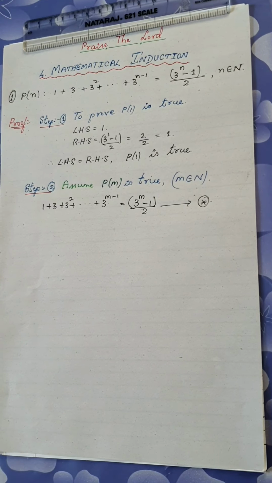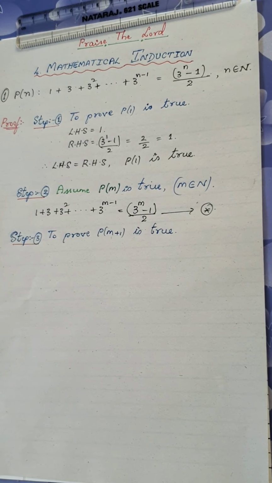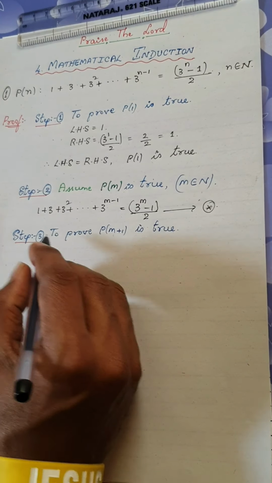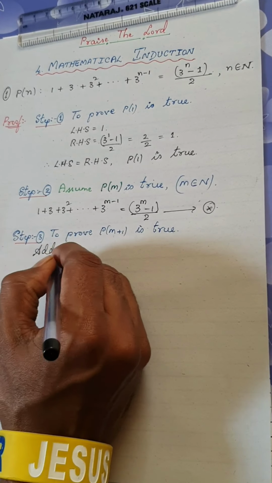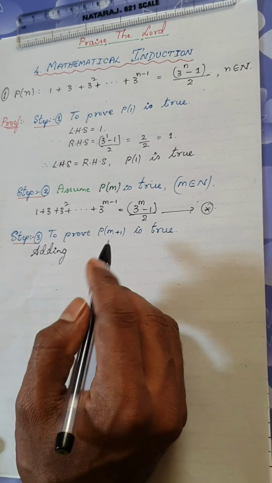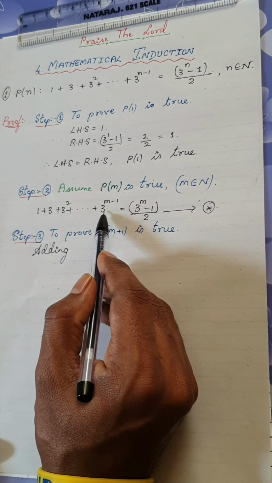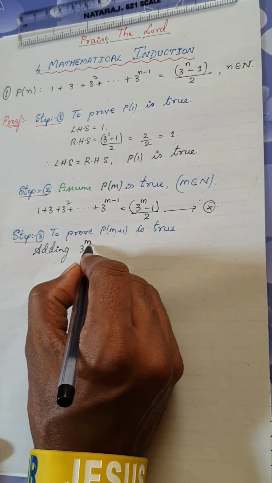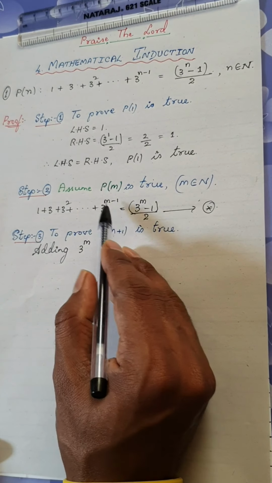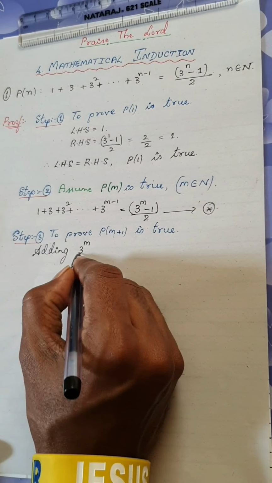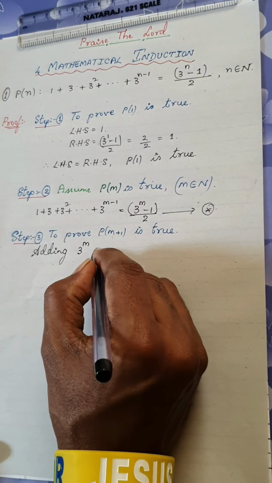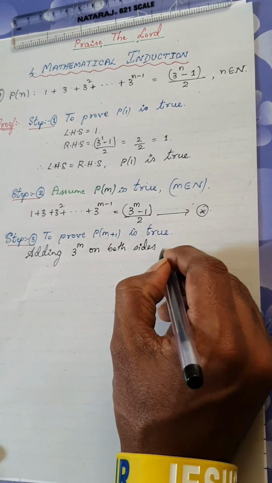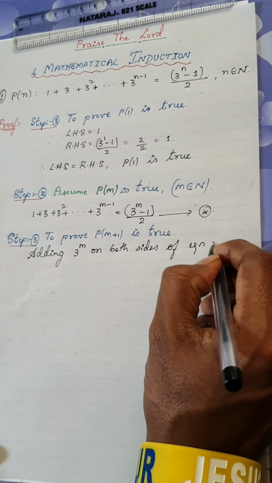Let's go on to step 3. We know step 3 is nothing but to prove P of m plus 1 is true. As we have done in the previous cases, we are going to add a term. The last term in the LHS is 3 power m minus 1, so you have to take the next term, which would be 3 power m. Remember, it's not 3m. It is 3 power m, added on both sides of equation star.